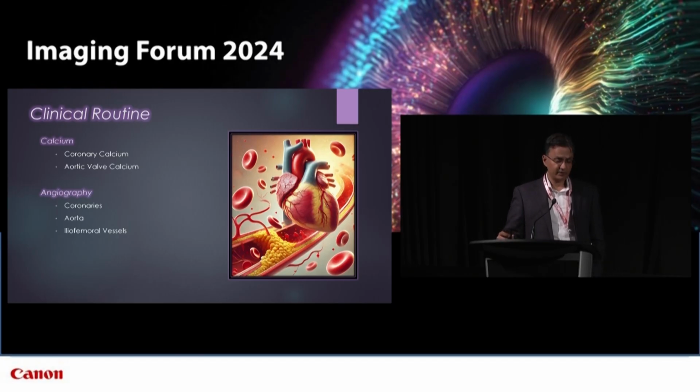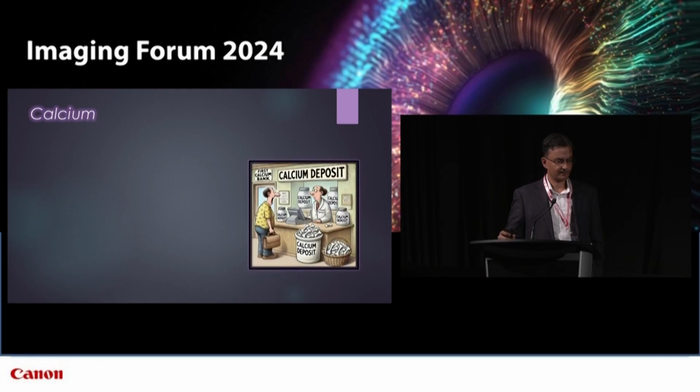CT angiography in multiple vascular beds throughout the body has become critical in driving management. As we've heard about earlier, CTA in acute stroke is one particularly impactful example of the last decade. A massive amount of data gets generated and requires a time-efficient tool for analysis. So we'll be looking at the aortic and iliofemoral vessels. All right, so let's start with calcium.